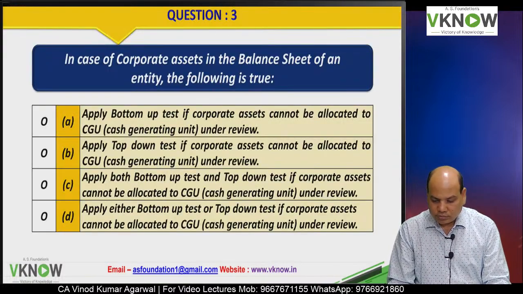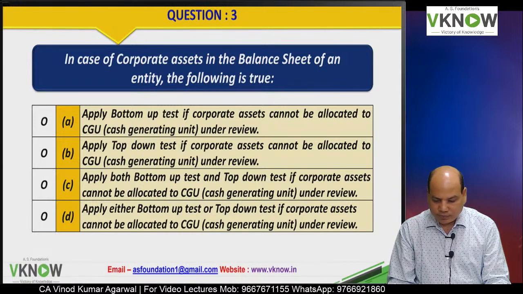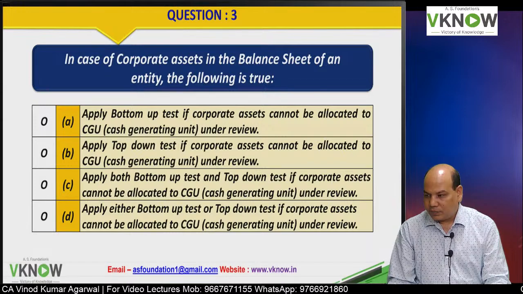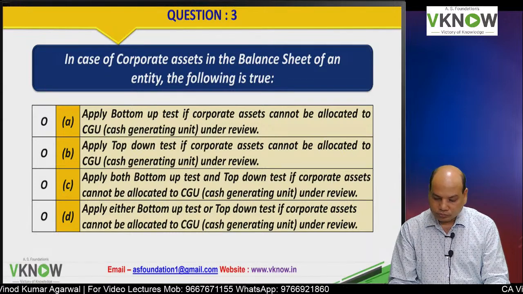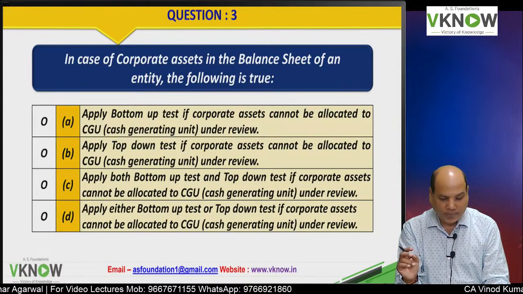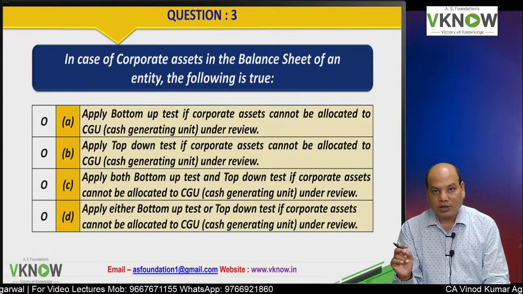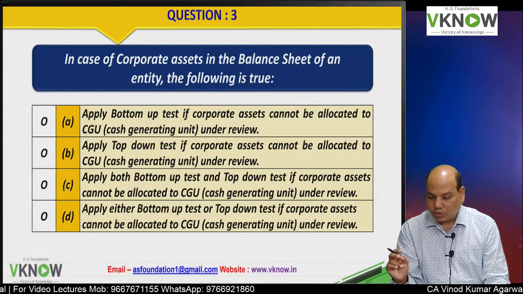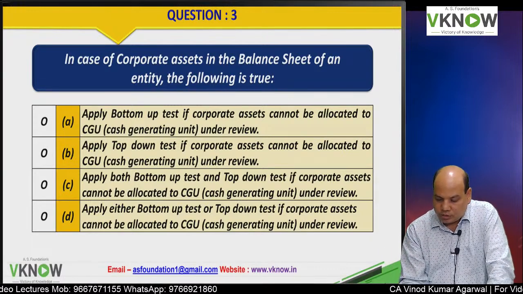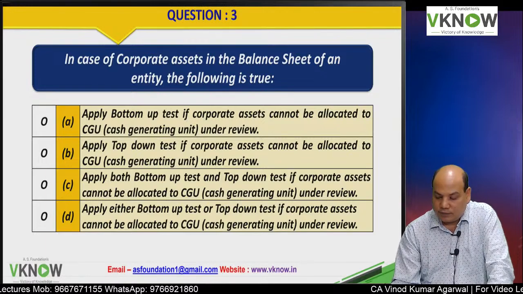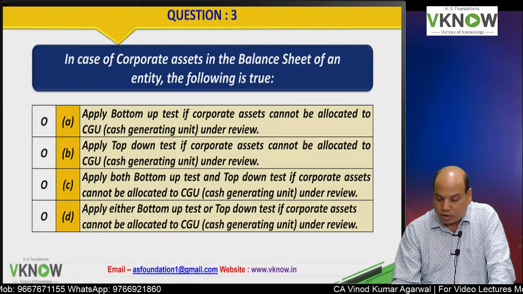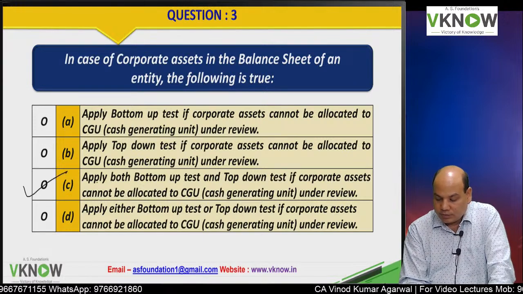Then the third question is, in case of corporate asset in the balance sheet of an entity, the following is true. Corporate asset, same question which was for goodwill. Apply bottom up test if the corporate asset cannot be allocated to the CGU under review. Apply top down test if the corporate asset cannot be allocated to the CGU under review. Apply both. This is right.